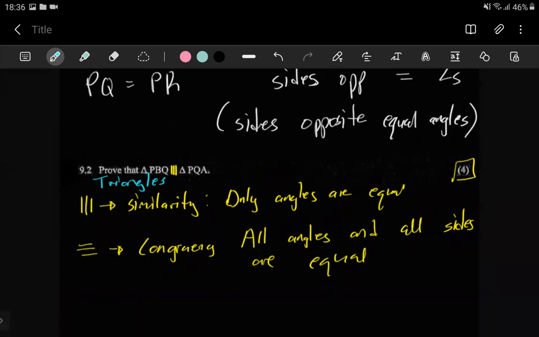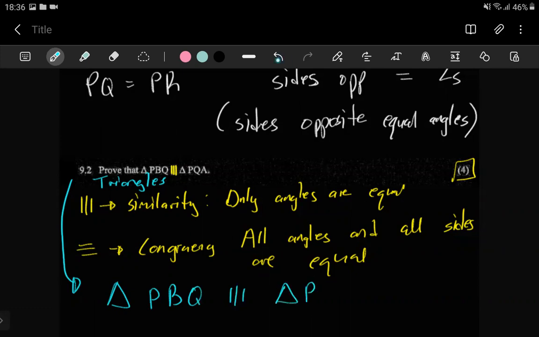So in terms of proving similarity here, you have to remember that anytime they ask you to prove similarity, here they say we should prove that triangle PBQ is similar to triangle PQA.